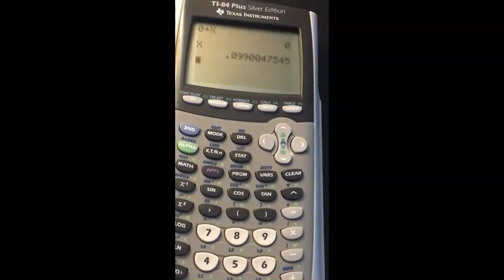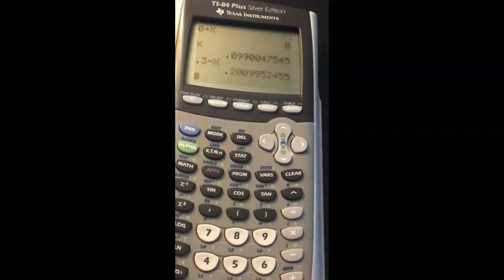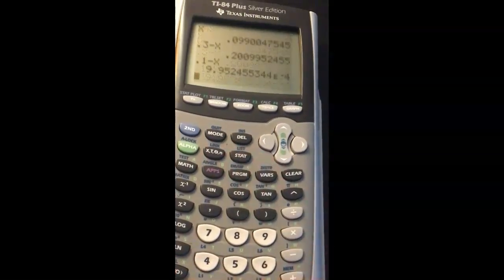Now to figure out A, I can simply go 0.3 minus X. I can actually hit X, and it'll give me the value, 0.200. It's 0.201 if we did 3 sig digs. I think we only have 2 sig digs in this problem. And I could go 0.1 for B minus X. This is coming out in scientific notation, but if I rounded this and didn't do scientific notation, I would get 0.0010 for 2 sig digs. So that gives me my values.